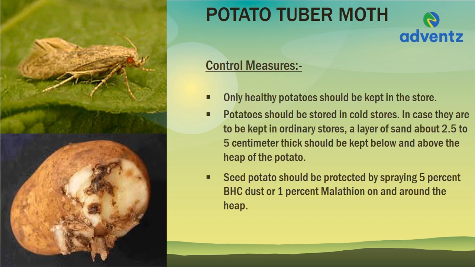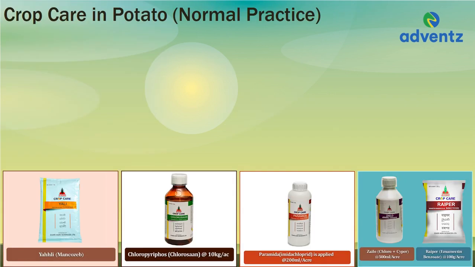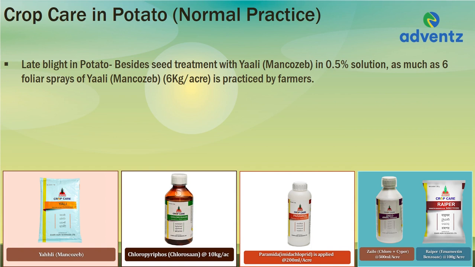For crop care in potato, the normal practice is dependent on the pest or disease that we are fighting with. In case of late blight in potato, besides seed treatment with Yali, which is mancozeb in 5% solution, as much as 6% foliar sprays of Yali, mancozeb 6 grams per kg is practiced by the farmers.